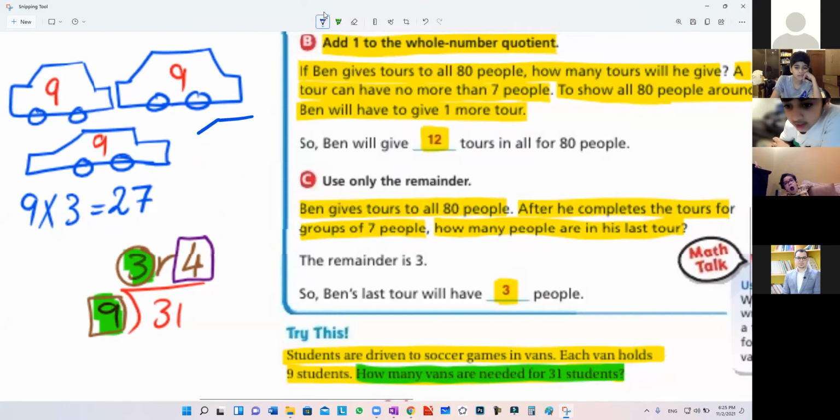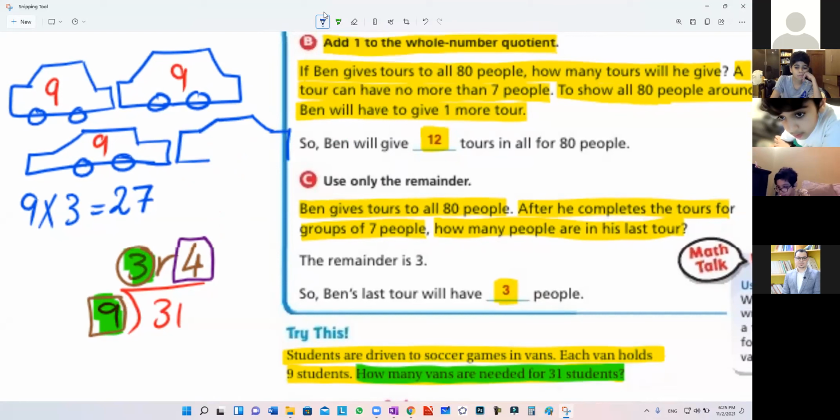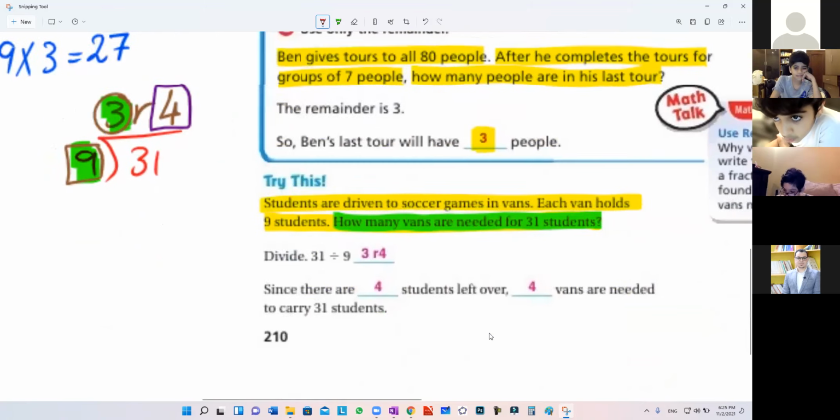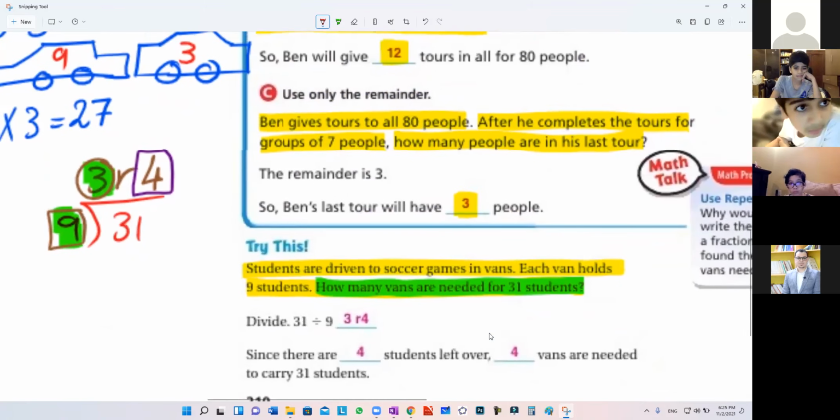Yeah, so let's draw the last van here. And the last van holds 3 students. So how many vans do we need? 4 vans. That's the answer. Okay, got it? Yeah. Okay, thank you so much. And this will be 4.